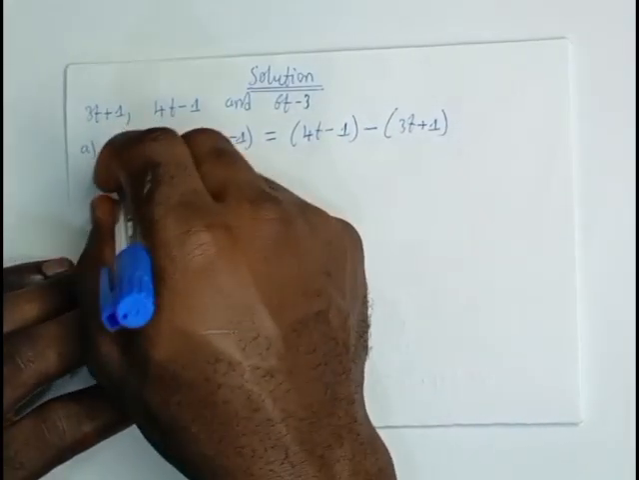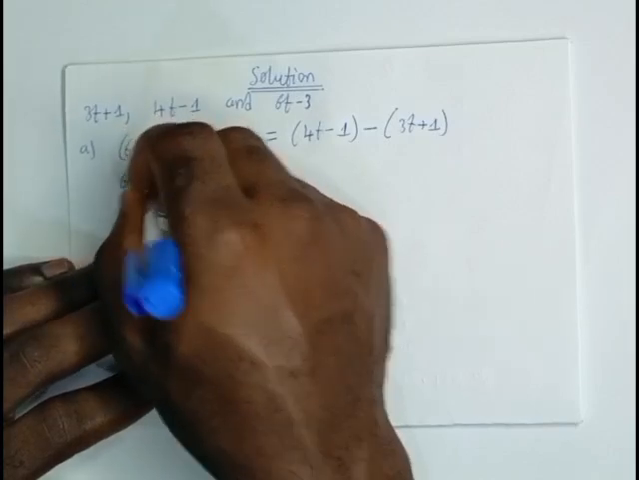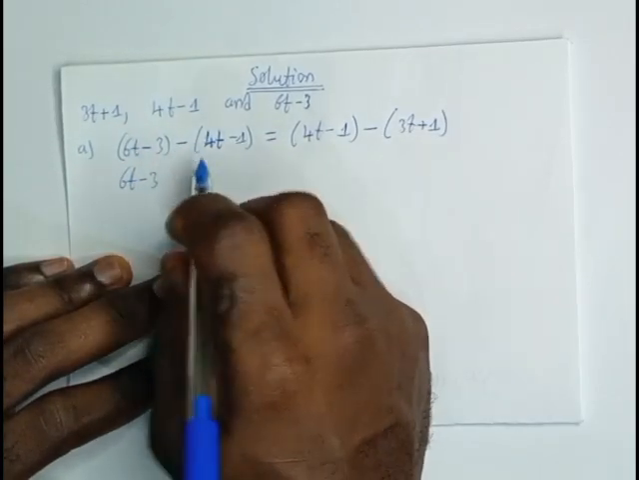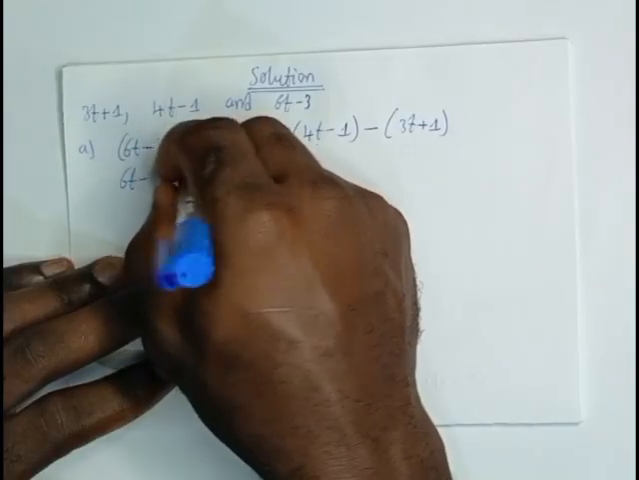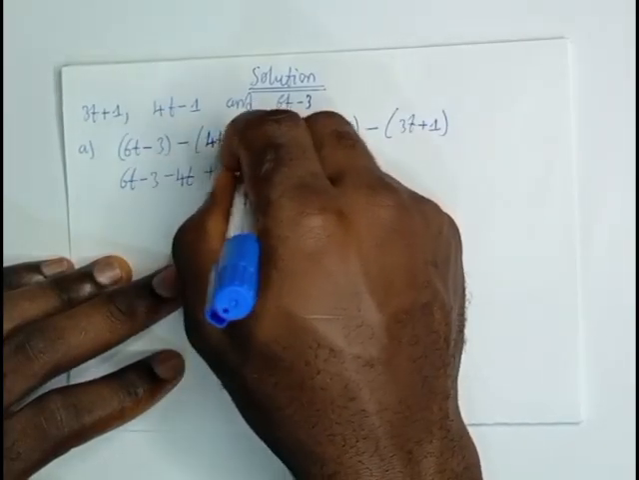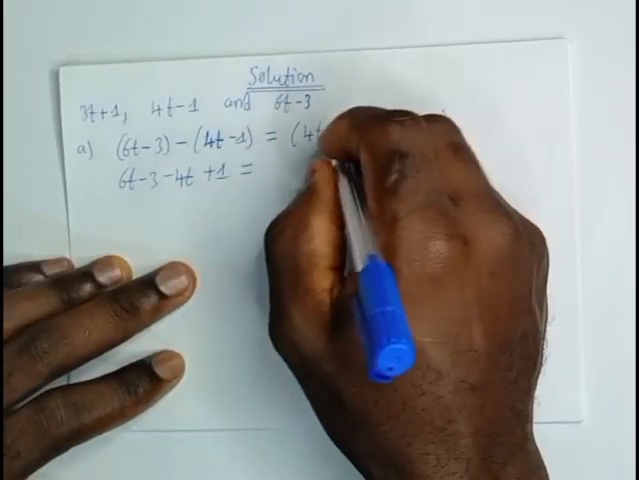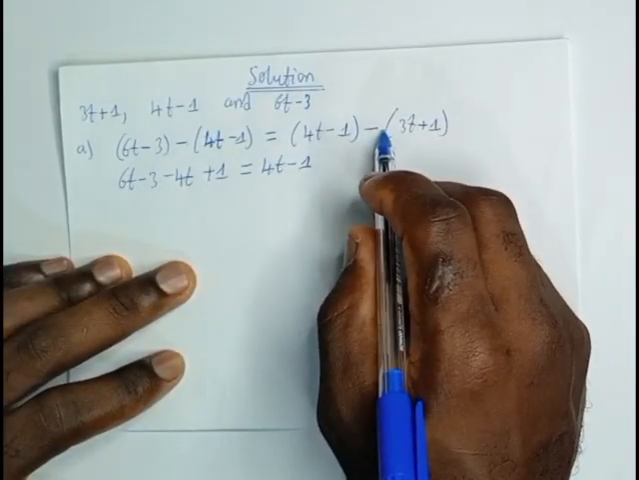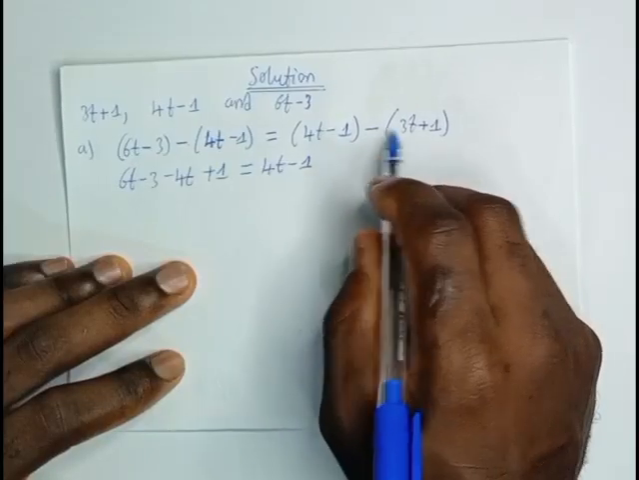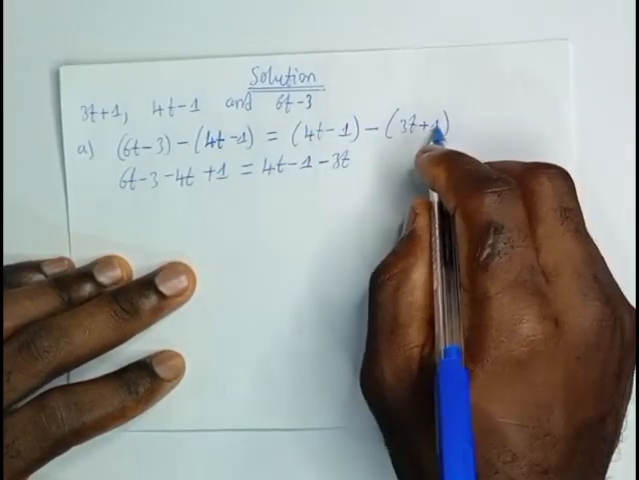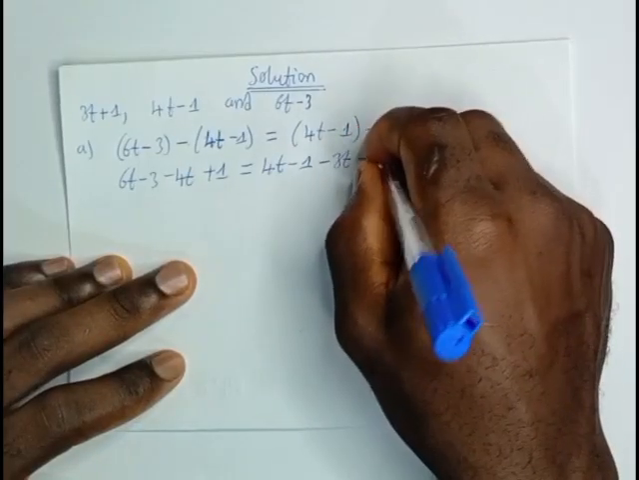This will give us 6t minus 3. We are going to multiply out through this bracket by negative 1. Negative 1 times 4t gives negative 4t. Negative 1 times negative 1 gives us plus 1, is equal to 4t minus 1. We are going to multiply out through this bracket by negative 1. Negative 1 times 3t gives negative 3t. Negative 1 times 1 gives us negative 1.